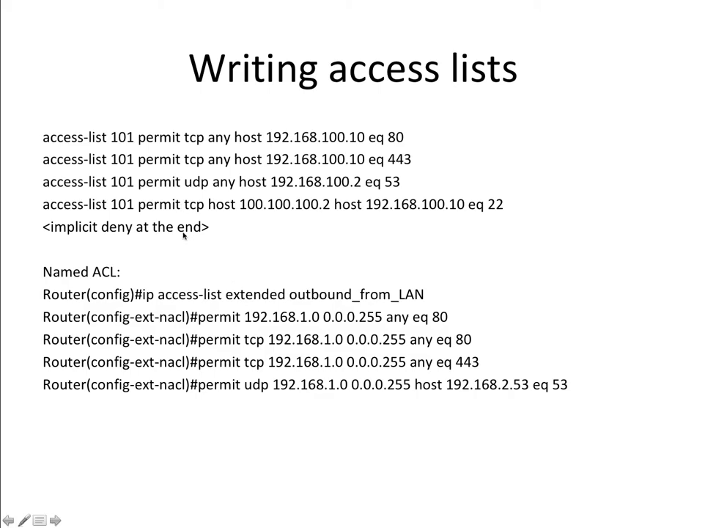Here's another example. I left my numbered ACL up there for you to see, and I wrote that same ACL as a named ACL using one of the ways you can do that. I first typed ip access-list extended outbound from LAN. Outbound from LAN is the name of the access control list. It put me in access control list configuration mode, where I could enter the entries I wanted.